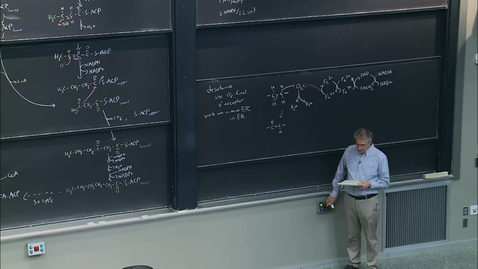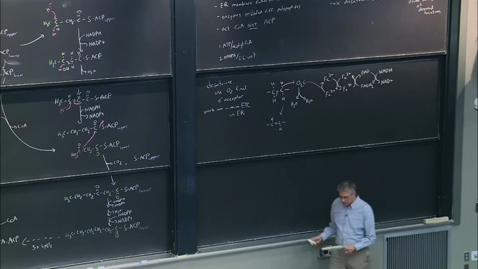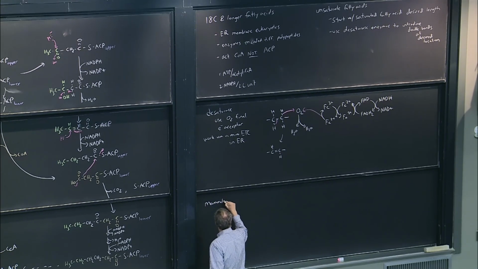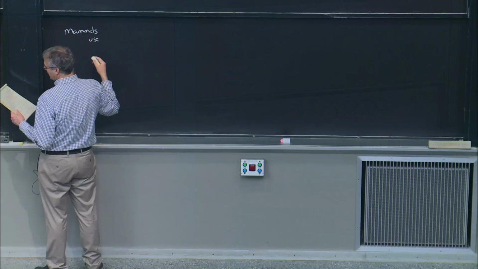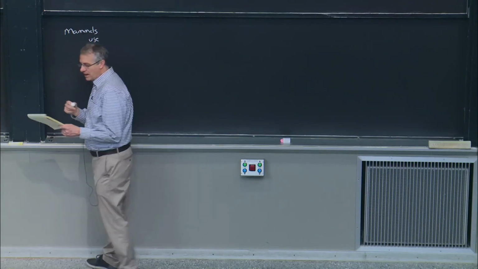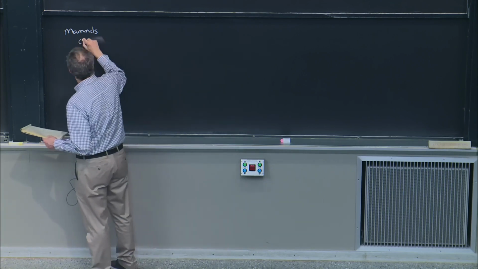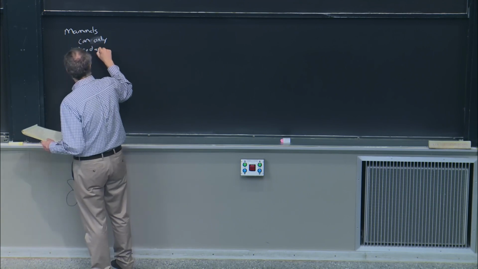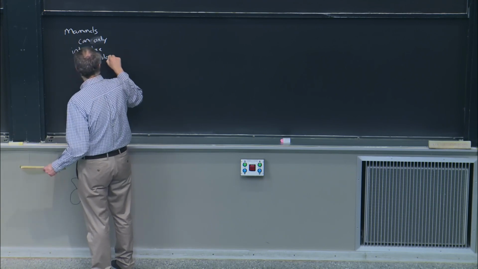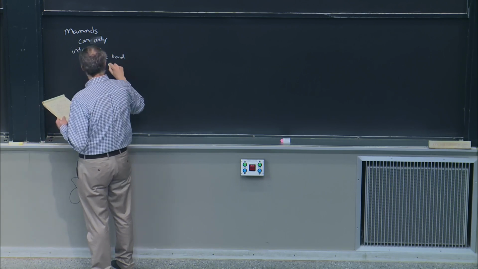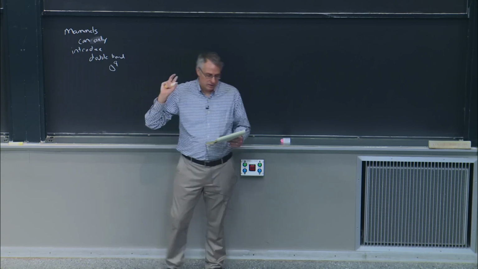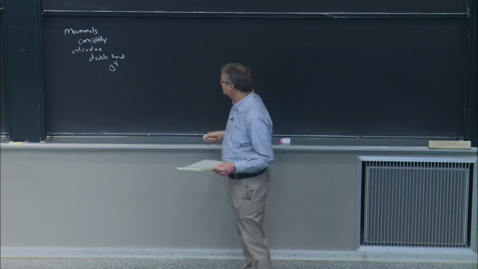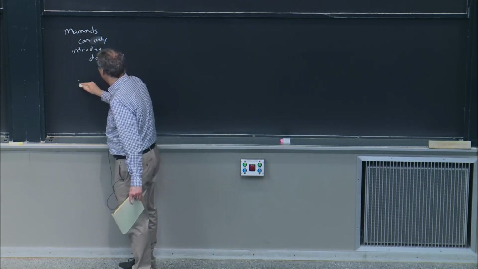Okay. Now, mammals only use a desaturase enzyme that, in a fully saturated fatty acid, can only introduce a double bond at the delta 9 position, that is between carbons 9 and 10 of a fully saturated fatty acid.